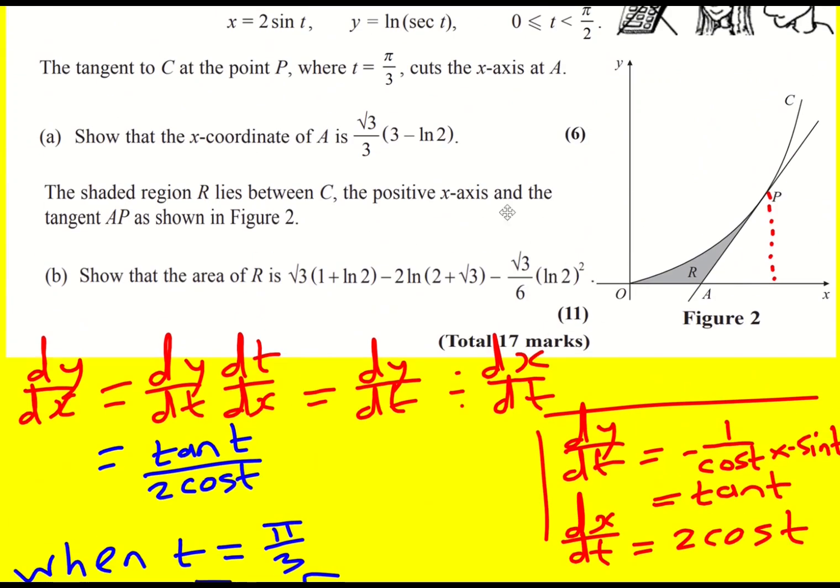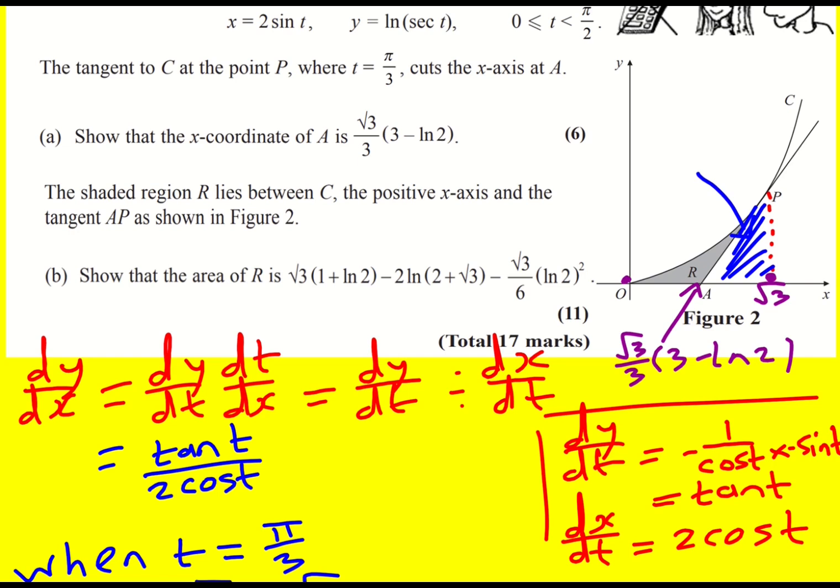On to the main bit of the question. Somehow we've got to show the area of R is equal to this thing here. And what this is going to involve is integrating from here to here. Remember, we found this value here, this one was root 3, and we've just found that that value there is root 3 over 3 times 3 minus ln 2. So what we're going to have to do is integrate under the curve between x equals 0 and x equals root 3, and then subtract this triangle here.